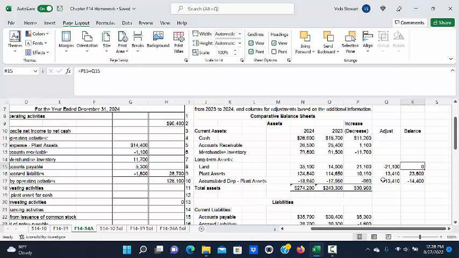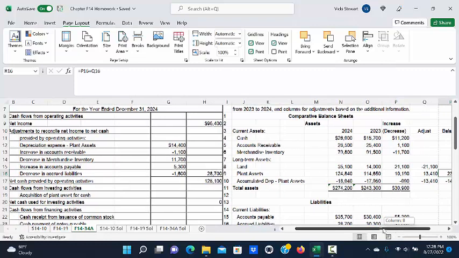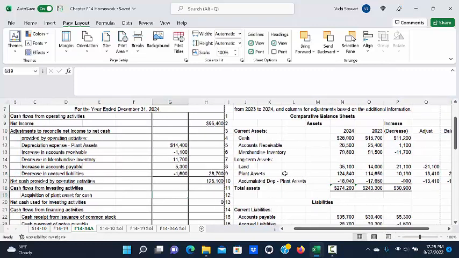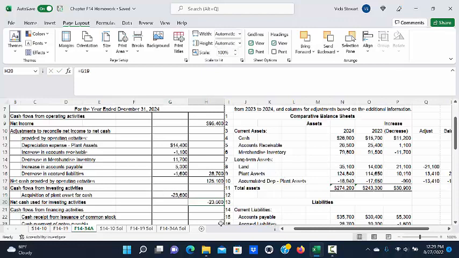So there would not be anything recorded for the land. But when we look at our plant assets, we see that our plant assets increased by $23,600. The problem did tell us that those assets were paid for in cash. So that would be our only investing activities item, and for a purchase, that is going to be a use of cash. So we would subtract $23,600 for the acquisition of plant assets for cash. Since that's our only item, that would also be net cash used for investing activities.